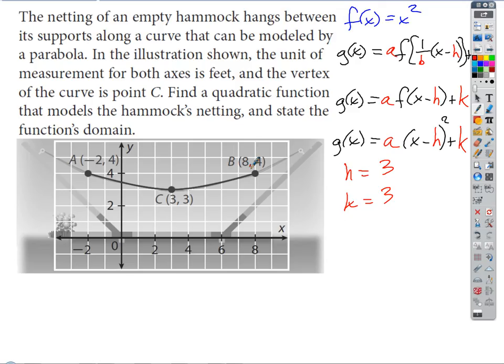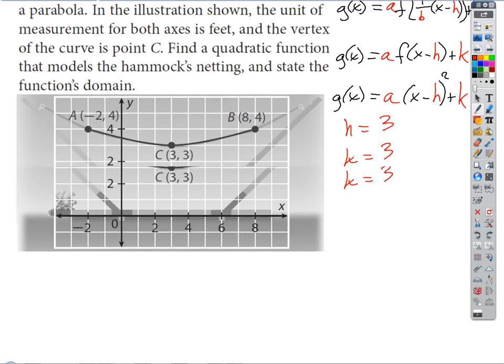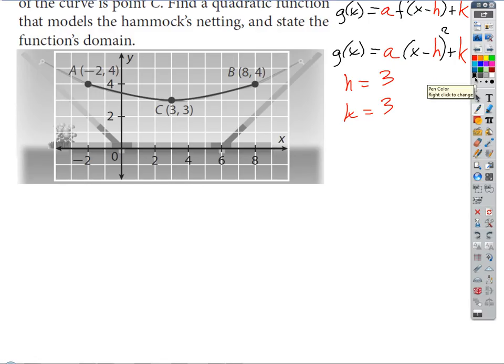Okay. So now if I plug this stuff in there, let's see where we are. Now we're at the point where g of x, which is really just y, right? G of x, same thing as y, equals a, which we don't know, times the quantity x minus 3, squared, plus 3, right? So now I should be able to plug in any x and y value I choose. However, there's one exception here. One of them is not gonna work. Which one? The vertex.